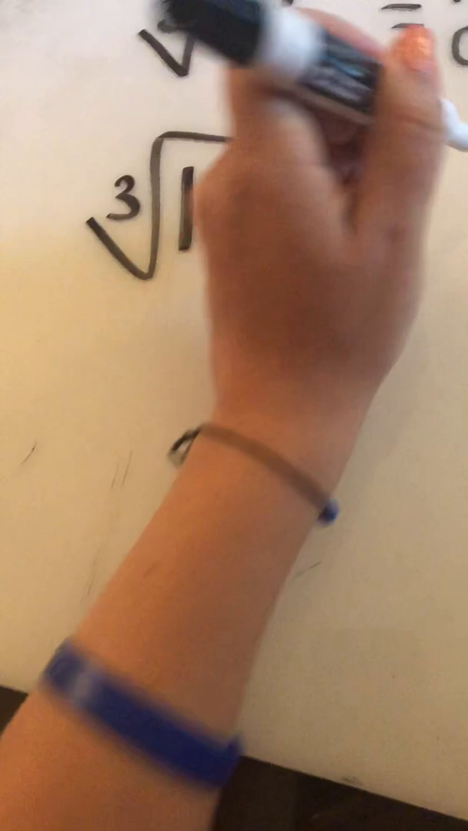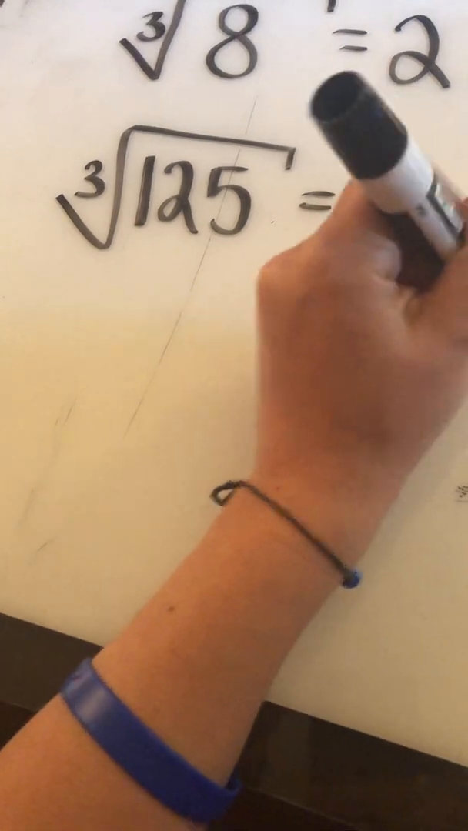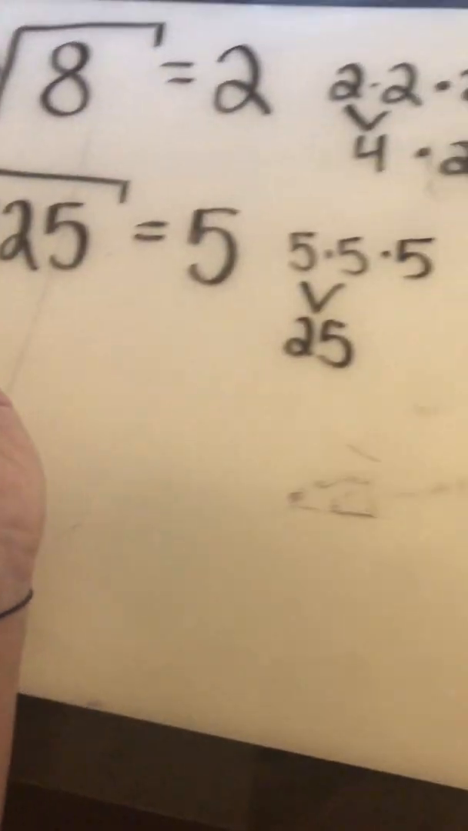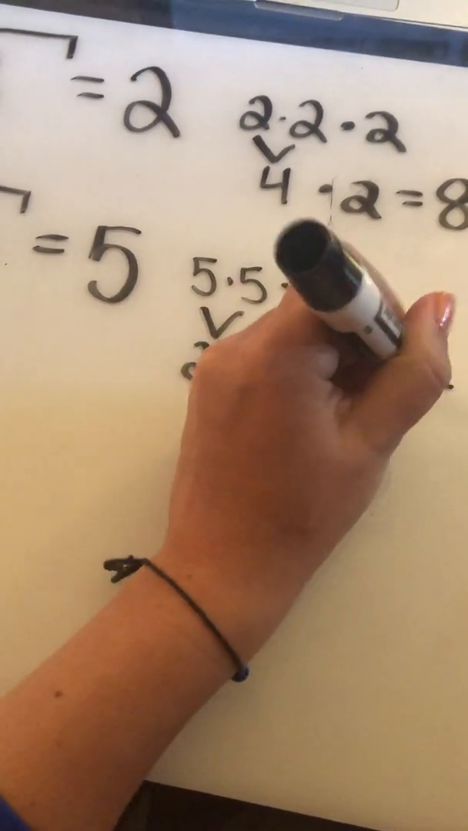Cube root of 125 is going to be 5. Because why? 5 times 5 gives you 25, and then times another 5, that's three 5s, will give you 125. We could check that in the cube root calculator.